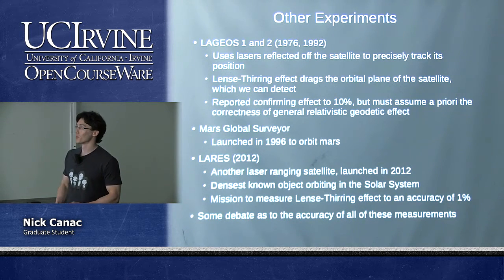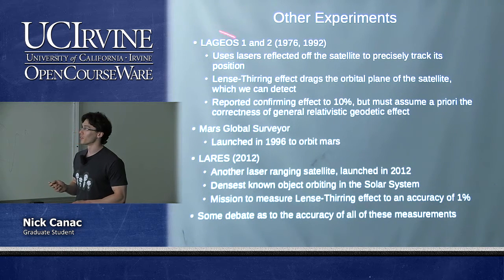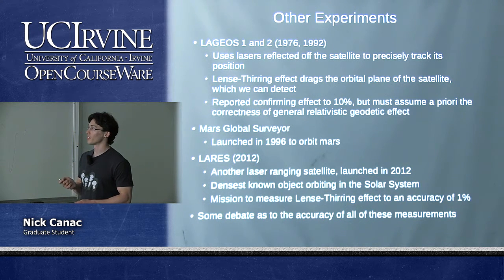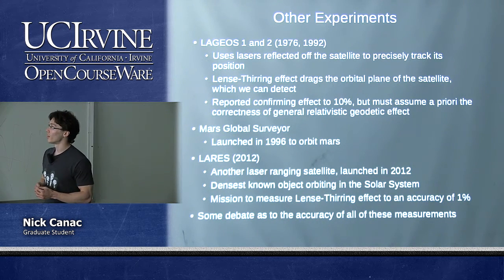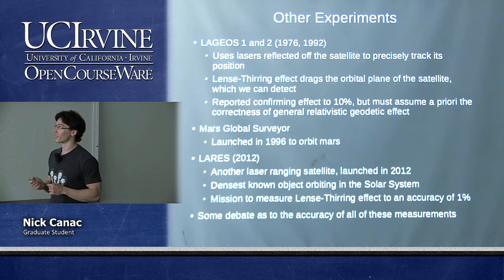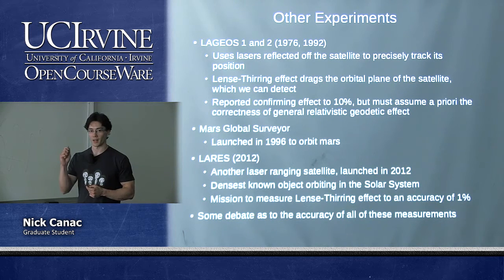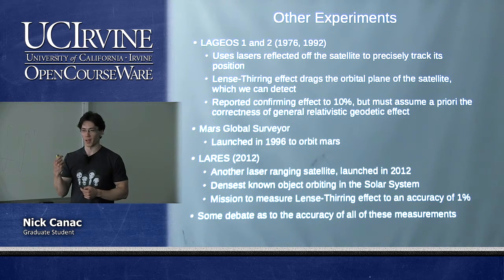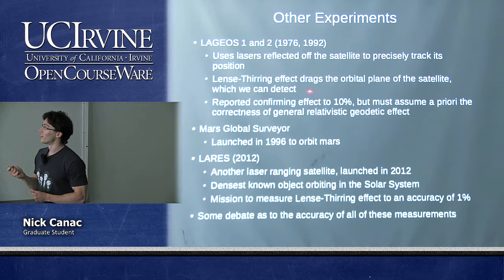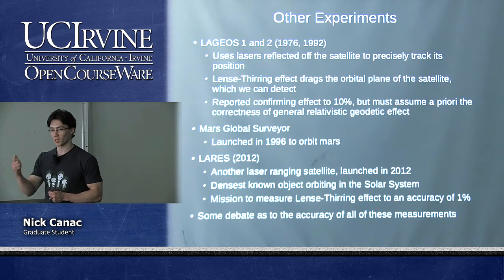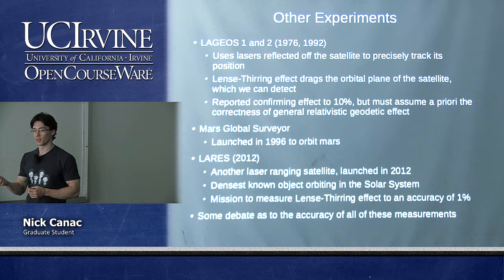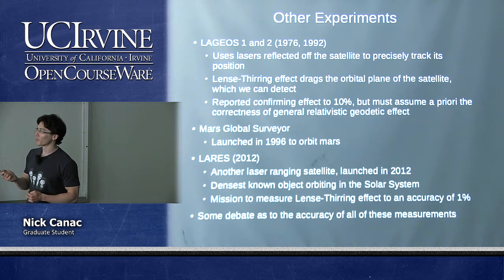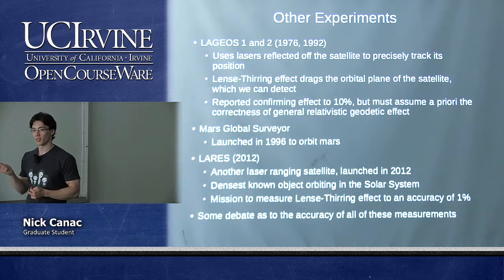So just a few other experiments, which I didn't look into quite as in depth. There's these LAGEOS 1 and 2 satellites. And basically, they're reflective satellites that are rotating around the Earth. And we track their position very accurately by shooting lasers at them. And then the lasers reflect back, and we can track them that way. And so in principle, the Lense-Thirring effect should drag the orbital planes of these satellites. And because we know their position so precisely, we can actually measure the Lense-Thirring effect that way. The problem is we have to assume the correctness of the geodetic effect.